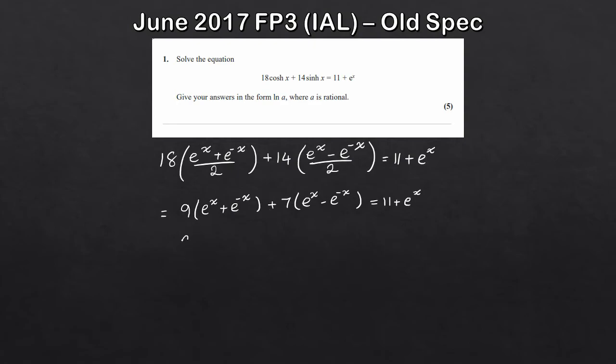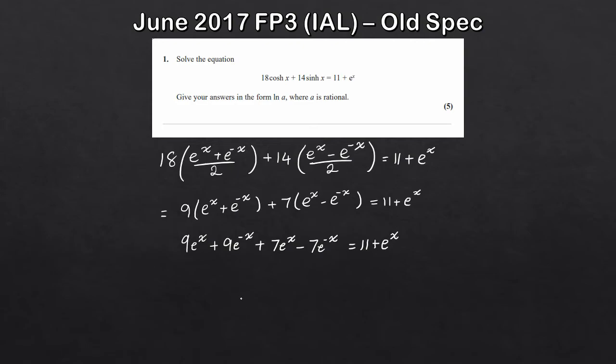So this will be 9e to the x plus 9e to the minus x plus 7e to the x minus 7e to the minus x, still equal to 11 plus e to the x. Okay.